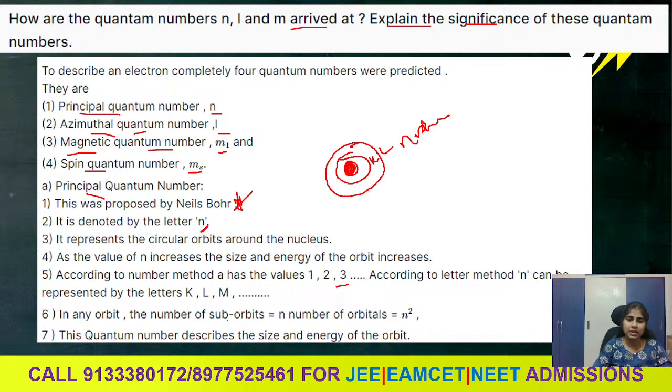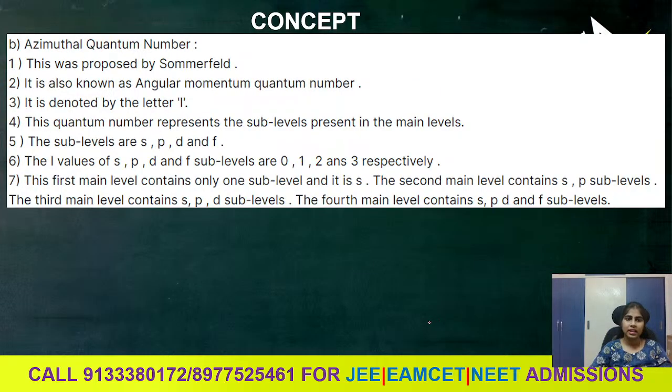In any orbit, the number of suborbits is equal to n squared. The suborbits can be derived using the formula n squared, and this quantum number describes the size and energy of the orbit. And next, what is the azimuthal quantum number?